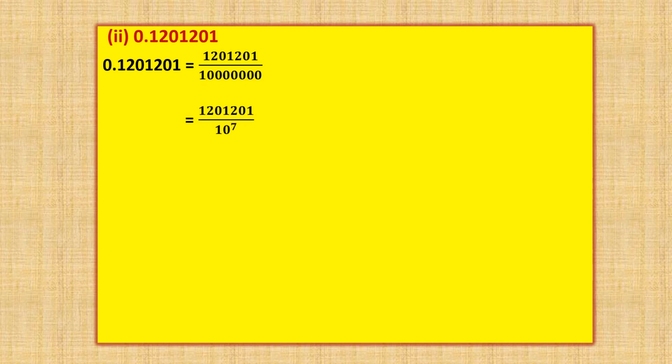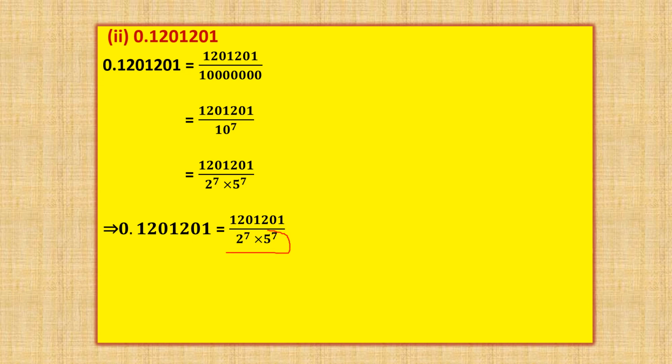So 1201 by 10 power 7. 10 is nothing but 2 into 5, so 10 power 7 is 2 into 5 whole power 7, or 2 power 7 into 5 power 7, right? Here it is the q. Here he asks you to find the prime factors of q.